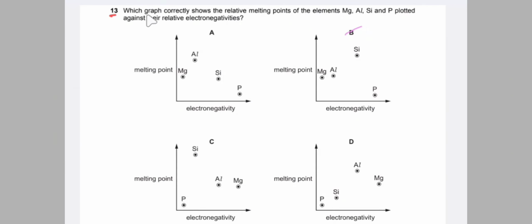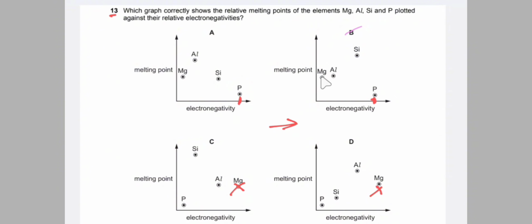Question number 13. Which graph correctly shows the relative melting point of the elements magnesium, aluminium, silicon and phosphorus plotted against their relative electronegativity? So as we go across the period, that is from magnesium, aluminium, silicon, the electronegativity increases. So phosphorus has the highest electronegativity. This is wrong. Phosphorus has the highest electronegativity.